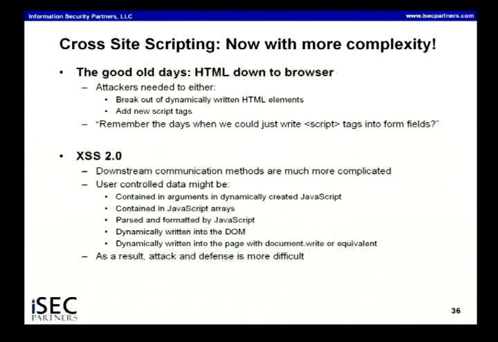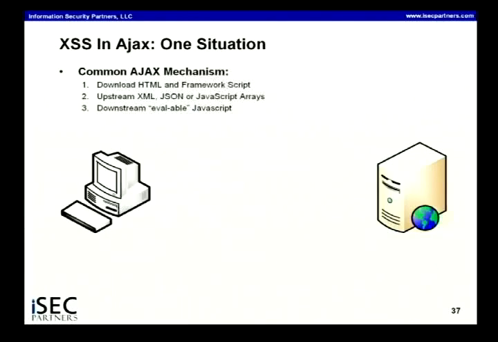In Web 2.0, it's a lot more complicated, because it's not just HTML that comes down and static JavaScript. You've got all kinds of stuff coming down. There are dozens of different ways you can do cross-site scripting in an Ajax application. We'll talk about one of them. But the real point is, if you are either attacking or defending an Ajax application, it's up to you to understand what the downstream protocol is and what's dangerous in that downstream protocol. We'll use one example. This is a pretty common Ajax mechanism.